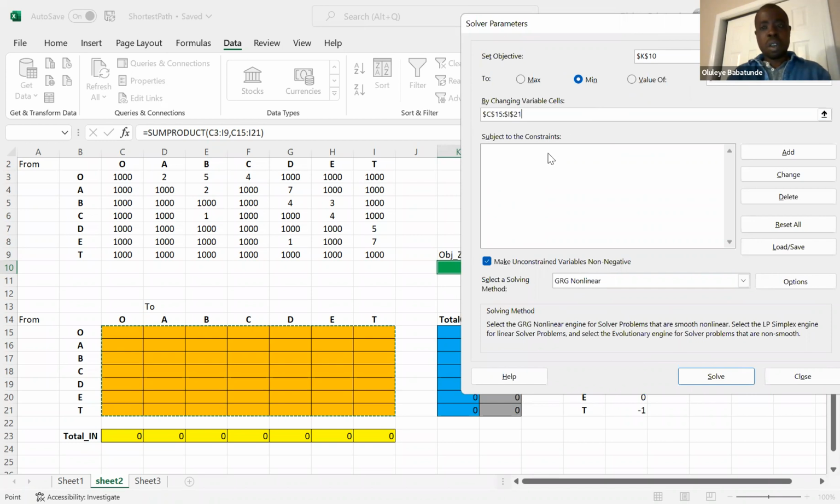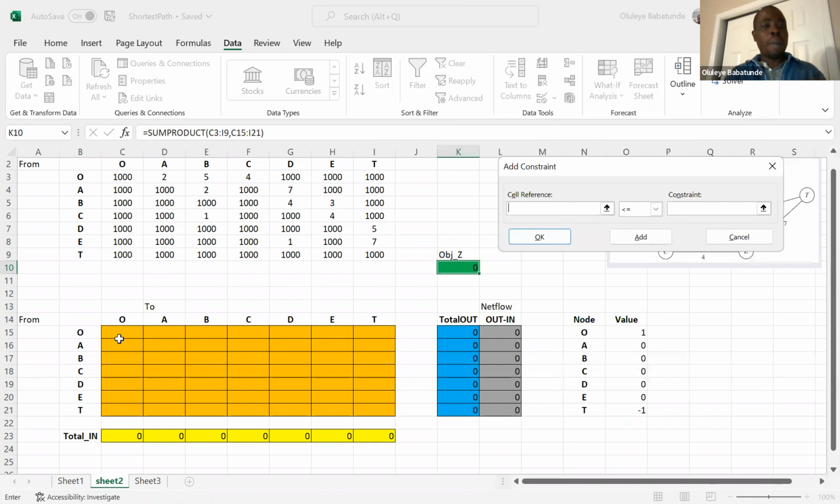The first constraint I have to add is I want to make sure my decision variables here are all binary variables. So I'm going to click the first one and grab the last one, hold the shift button down and click the last one. And then I have to make sure that is what? Binary. I need more constraints. So you have to keep clicking add until you are done. Okay, so add.